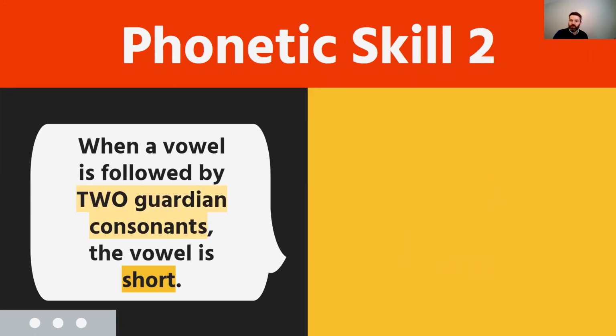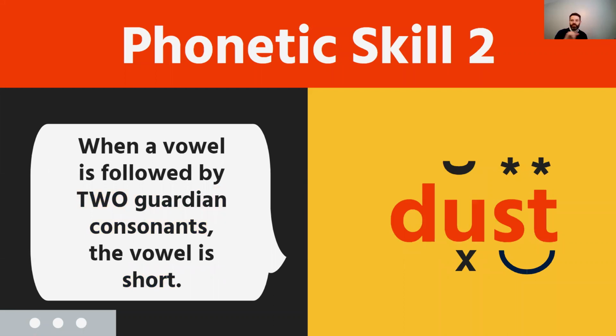Phonetic skill 2 also deals with short vowels. If there are 2 guardian consonants following the vowel, then the vowel follows phonetic skill number 2, which again says the vowel will be short. Here's an example. We move under the word, mark the vowel. This time we have a blend at the end of the word, and we can mark that together. We come around the word. There are 2 guardian consonants, the 2 letters in this blend. And so it follows phonetic skill number 2, which says the vowel will be short. It makes the short U sound, so we know that this word is dust.